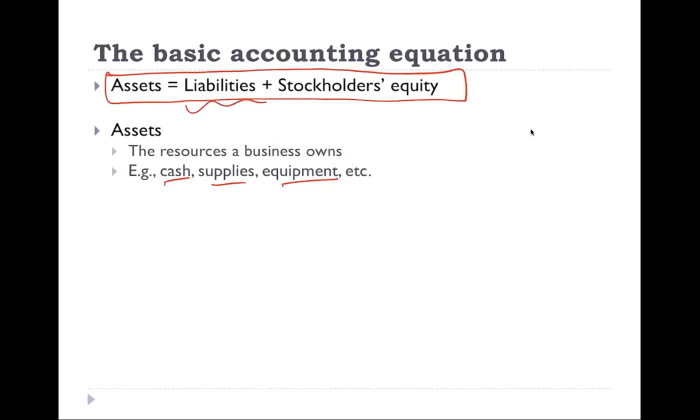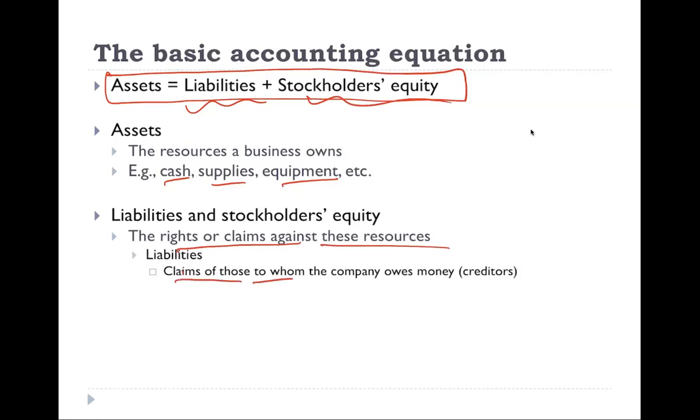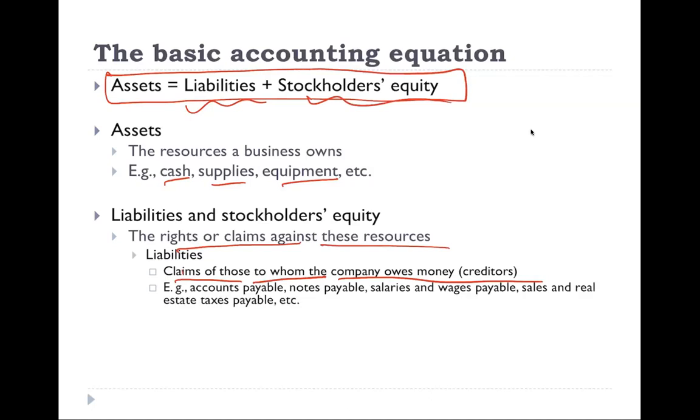And what are liabilities and stockholders' equities? Liabilities and stockholders' equities represent the rights and claims against those resources. Specifically, liabilities represent claims of those to whom the company owes money, the claims from the company's creditors. An example can be accounts payable. So accounts payable represent claims from the firm's suppliers.